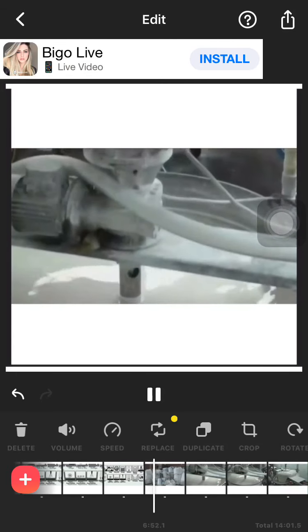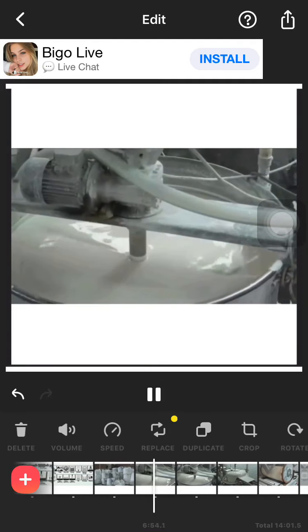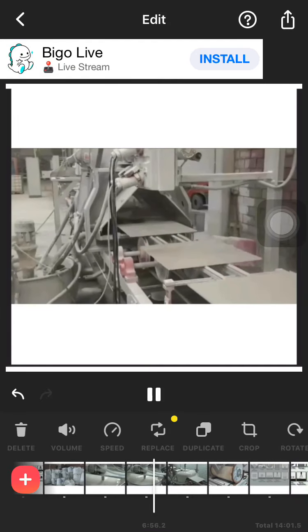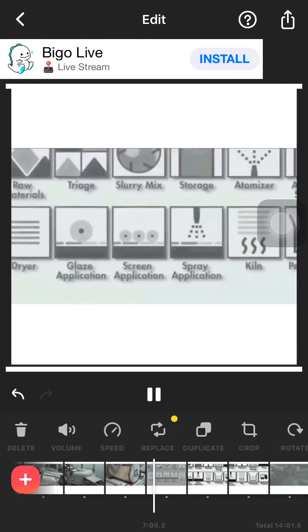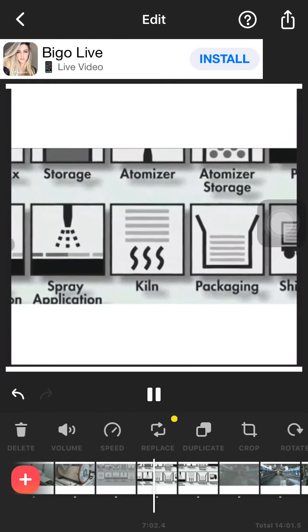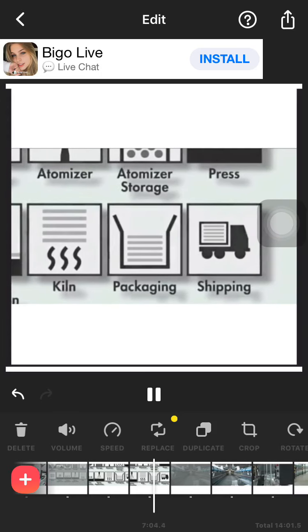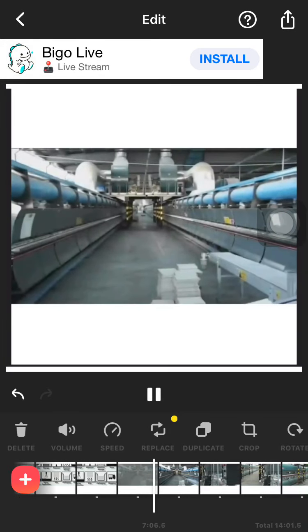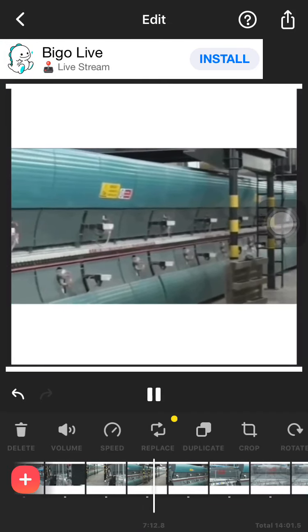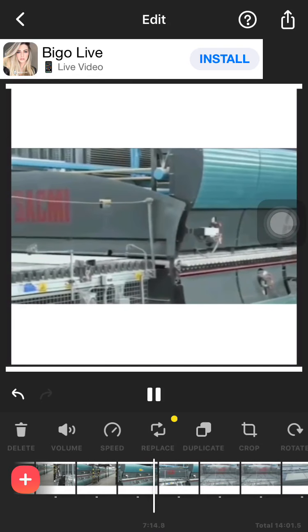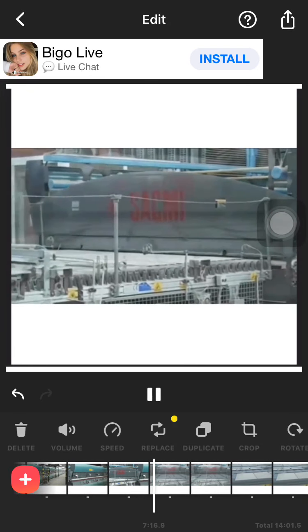Glaze is essentially a glass-like substance and is applied to the surface of the tile by spray, waterfall, screening, or dry glazing methods. After the glaze is applied, the tile is fired in the kiln. There are different types of kilns, but the roller hearth kiln seen here is by far the most efficient. Temperatures in this type of kiln can reach as high as 1190 degrees Celsius.